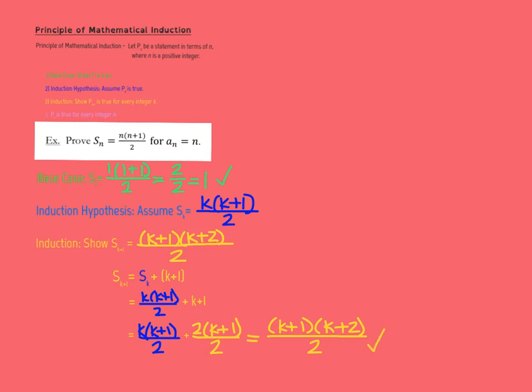Awesome job! Remember though, the very last step of a proof by mathematical induction is to state your concluding statement. I'm going to go ahead and do that over here on the right because I have a lot of space over there. So let's go ahead and write our concluding statement. Our concluding statement is going to say that the sum of all n integers will equal n times n plus 1 over 2 for all a sub n equals n, again for all integers, by PMI. This stands for Principle of Mathematical Induction.